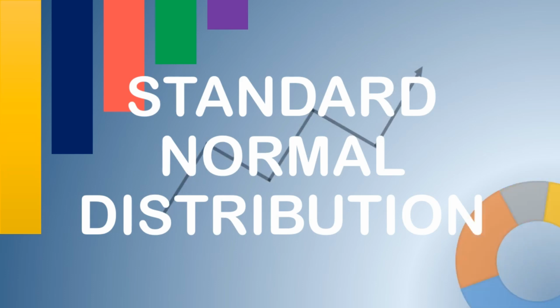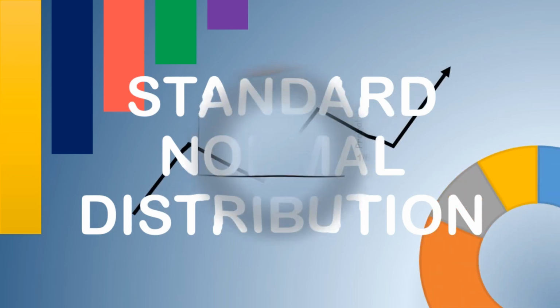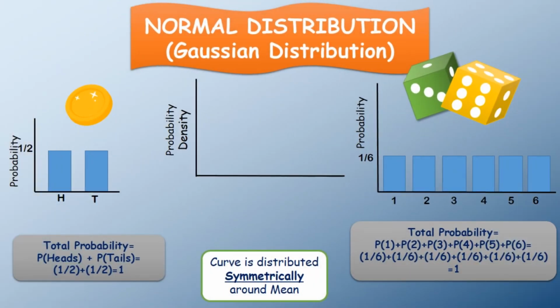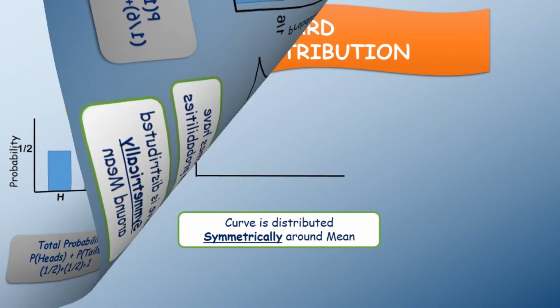Today we are going to discuss standard normal distribution. In the previous video, we discussed normal distribution, where outcomes have different probabilities and the distribution of the probability resembles a bell-shaped curve, and the peak forms at the mean. So what is standard normal distribution?